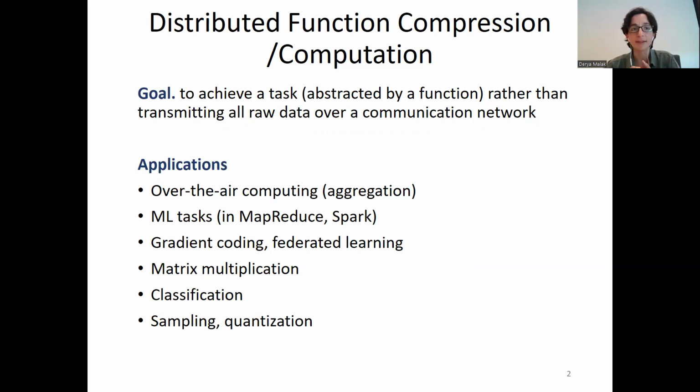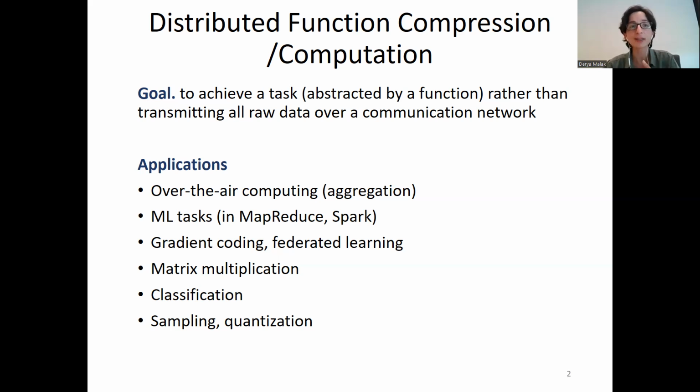And this indeed has various applications, as you can think: over-the-air computing for IoT devices, where we might want to compute sensor reading averages, or machine learning tasks in MapReduce or Spark, where we generally have to deal with distributed matrix multiplication, which is a very important topic for understanding distributed communication and computation trade-offs. Other applications such as gradient coding, classification in ML, or quantization problems can also be considered a subcategory of this broad class of applications.